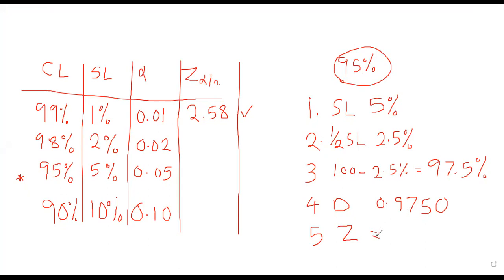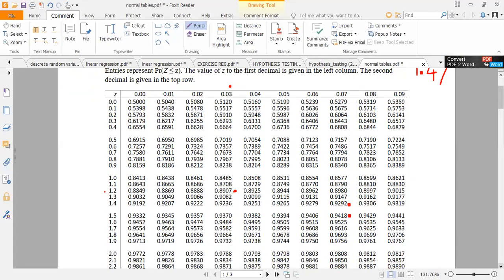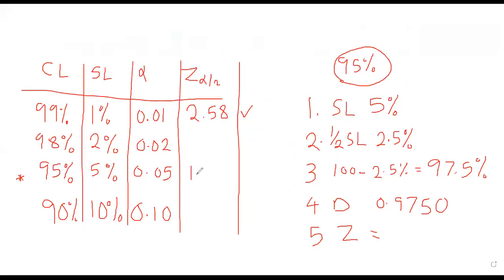Let's go back to the table. What is the Z equivalent to that probability? It may not be exact, you may find the closest. So give me the Z. 1.96. Okay, it's here. We have something exact, right? Yes, 1.96. So this is where the 1.96 is coming from.